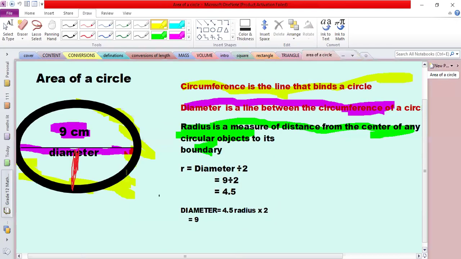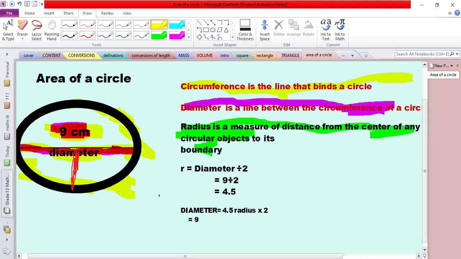Please check with me here. Do you see 9 centimeter? The one that I'm highlighting in red now. Please look with me. 9 centimeter. That's our diameter. So diameter is a line across a circle between the circumference. It is this line that I'm highlighting in red now. This is the diameter.